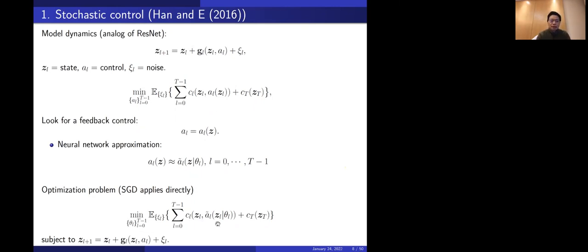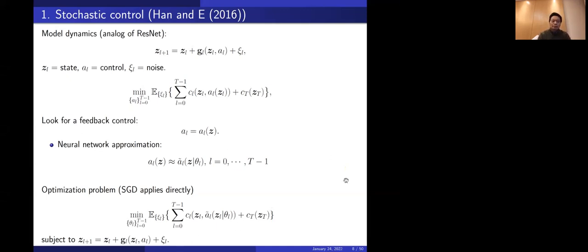Then the objective function becomes this. We want to minimize this over the space of the parameters of the neural network. We have a total of T neural networks, where T is the horizon for this control problem. So we have T sets of parameters. We want to minimize this objective function over that set of parameters, subject to the discrete dynamical system that defines the control problem to begin with.